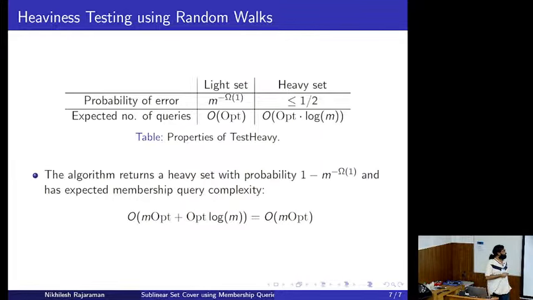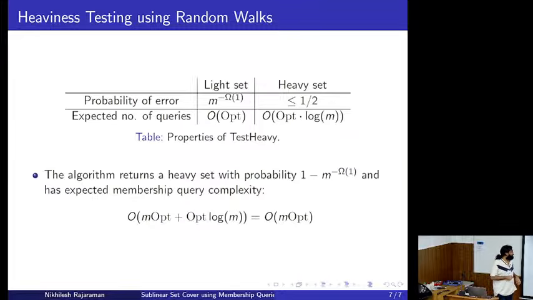In particular, notice that for light sets, we're only using order of opt queries instead of opt log n, while still achieving a low probability of error. So we're successful with high probability. And once you have this table, it's not too hard to show that this algorithm, in fact, returns a heavy set with high probability and only uses m opt queries in expectation as opposed to m opt log n.